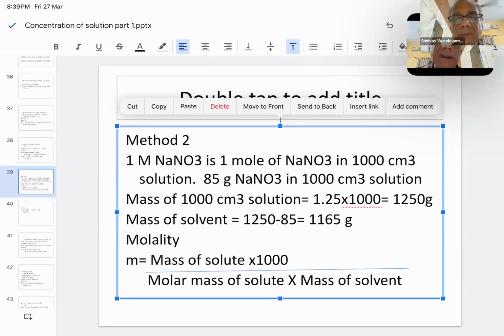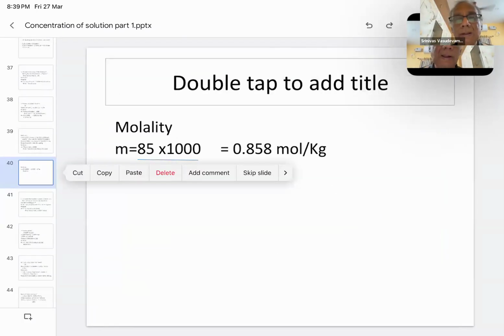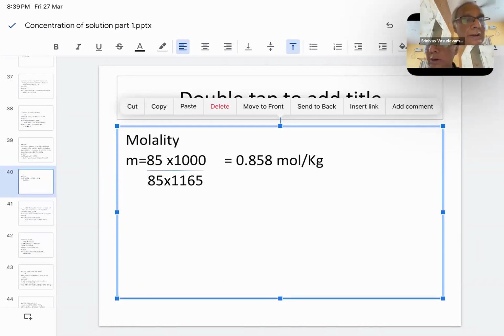Out of which 85 grams is solute. So solvent is 1250 minus 85, 1165. So mass of solvent is known. So I can use the formula directly now. Molality equal to mass of solute by molecular mass of solute into 1000 by mass of solvent. Mass of solute is 85. Molecular mass of solute is 85. That is 1 molar. So 1 you can write into 1000 by 1165 here. 1000 by 1165, that is 0.858 mole per kilogram. So this is calculating molality from the molarity.